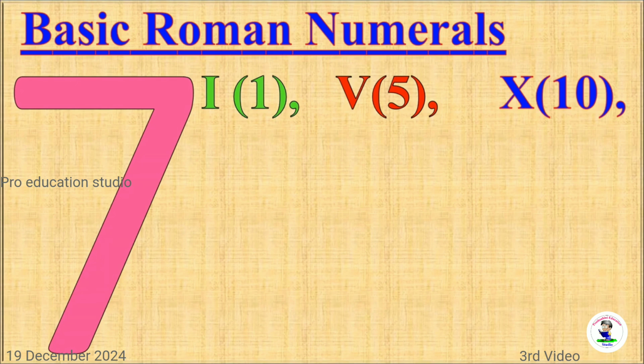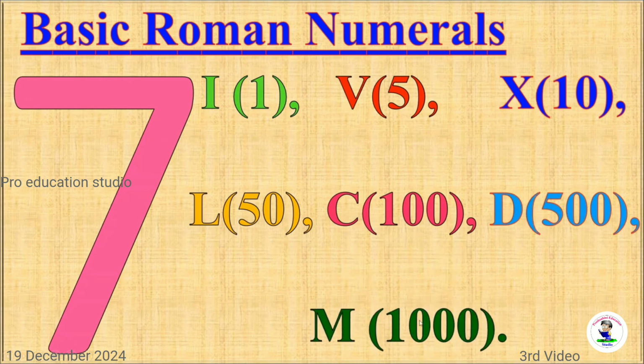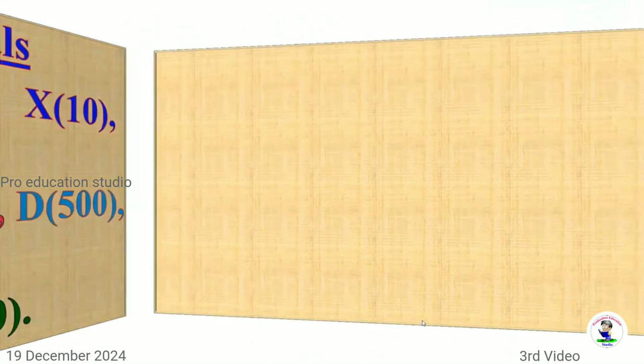I represents 1, V represents 5, X represents 10, L represents 50, C represents 100, and D represents 500. Now we will go on to the next. It is M. M is 1000. Now we will go on to the next page.